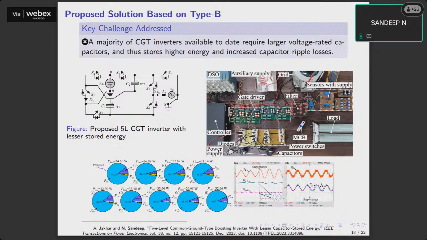Now, in order to avoid that, what was proposed in this structure is, instead of one single bigger switched capacitor, we can have two. A majority of CGTs available require a large voltage rated capacitor and thus store higher energy and have increased capacitor requirements. So in the negative half cycle, the capacitor used in the positive half cycle is also used in the negative. That is the overall idea.